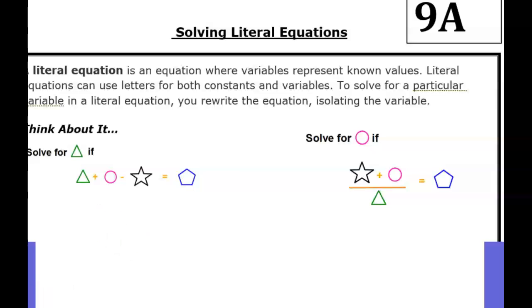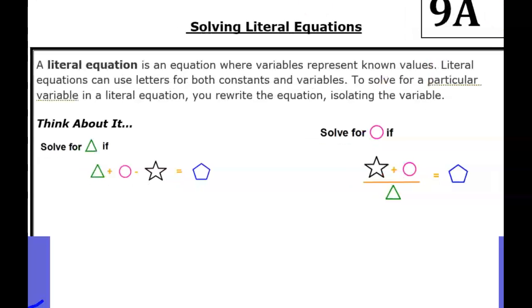Today we are going to talk about literal equations. So a literal equation is an equation where variables represent known values. Literal equations can use letters for both constants and variables. So to solve for a particular variable in a literal equation, you're going to rewrite the equation and isolate the variable. So what does that mean?